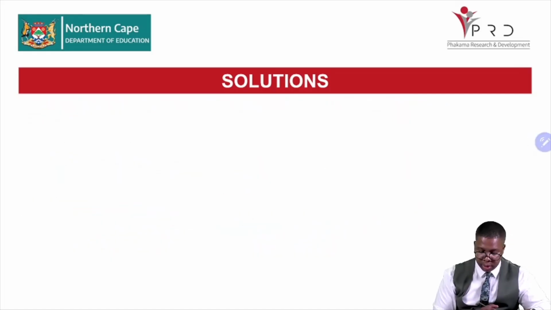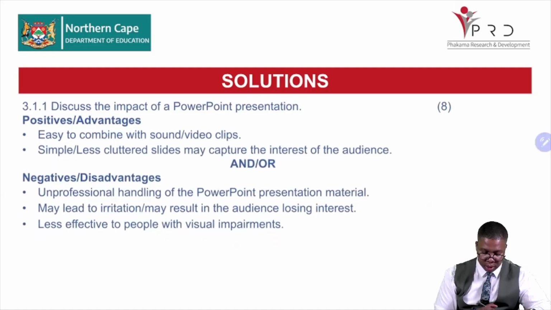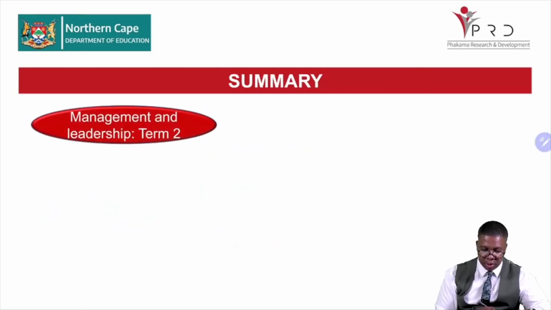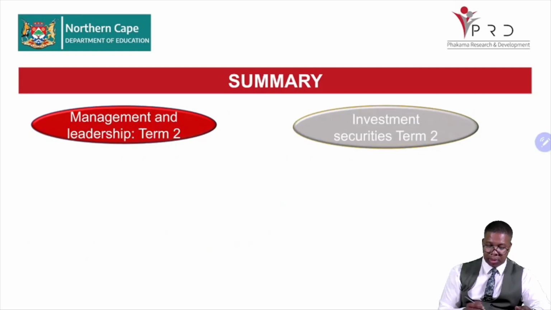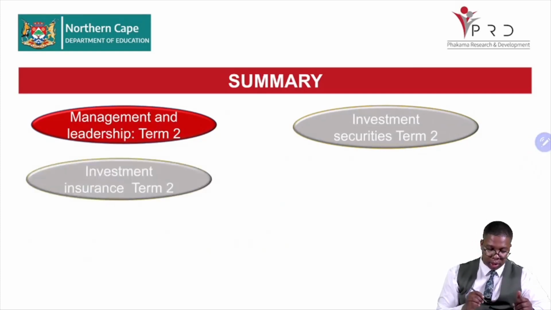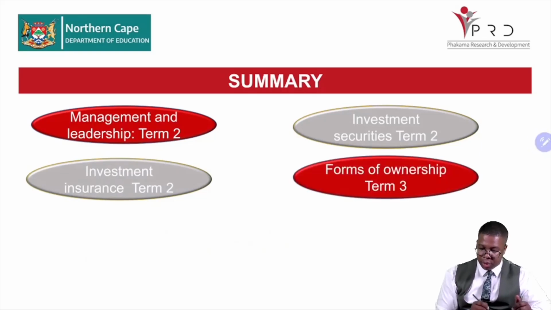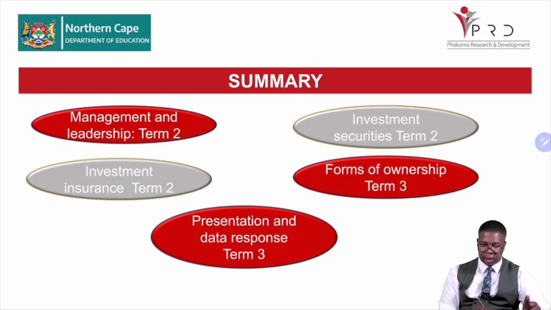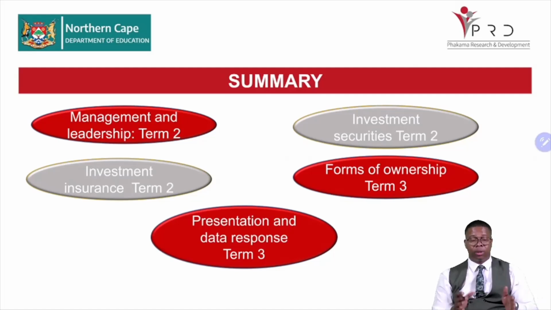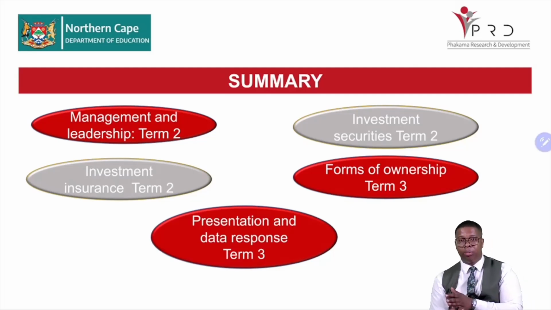So as we proceed, this is the summary of our lesson. We looked into management and leadership, term 2, investment security, investment insurance, forms of ownership, together with presentation and data response. So this was our lesson, and we addressed the aspects of business venture and how they can be assessed.